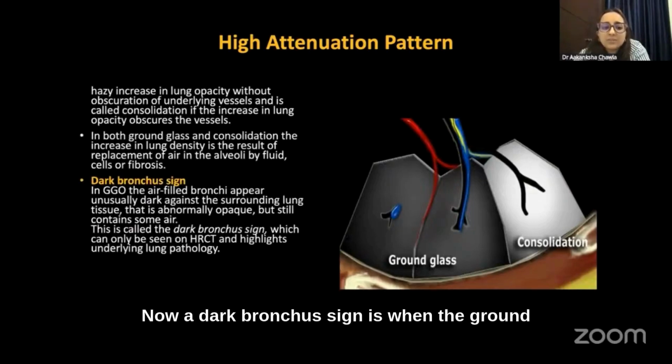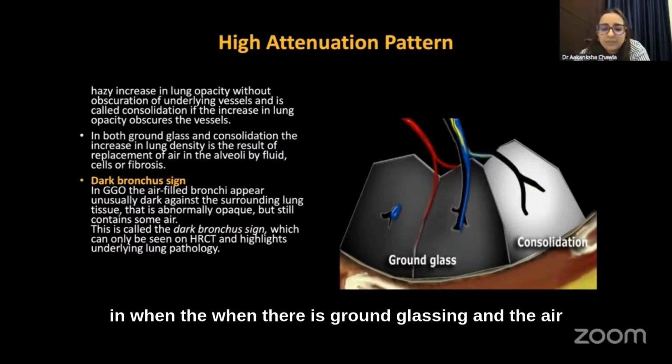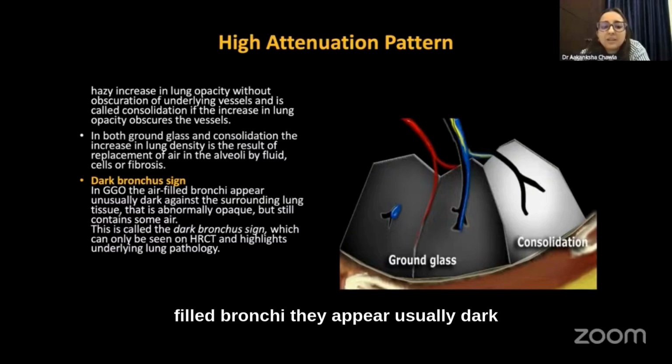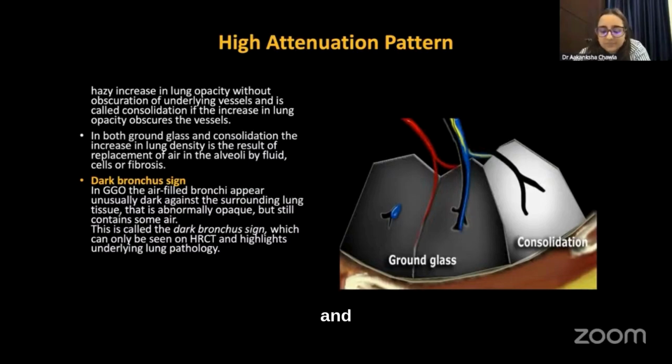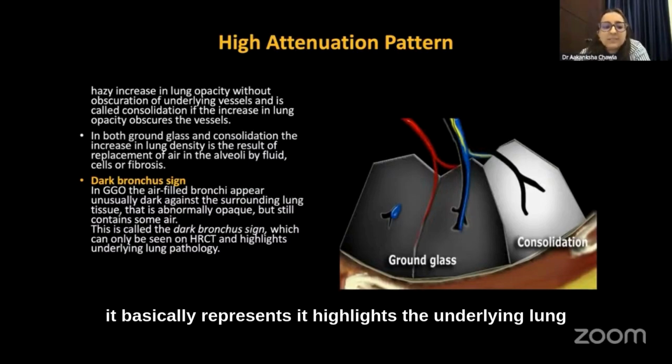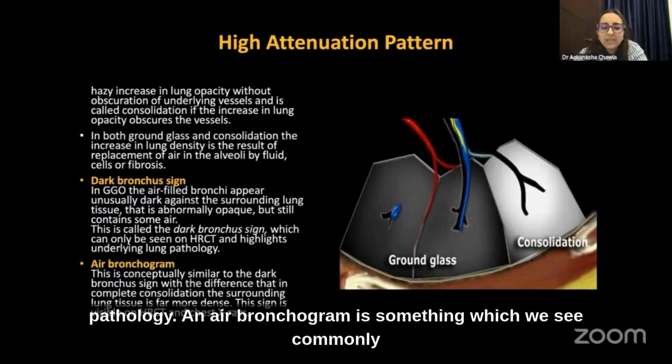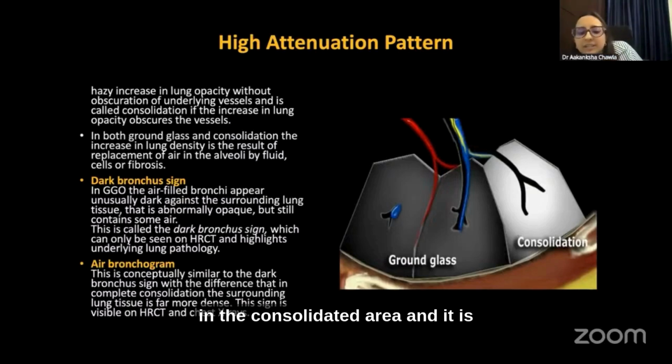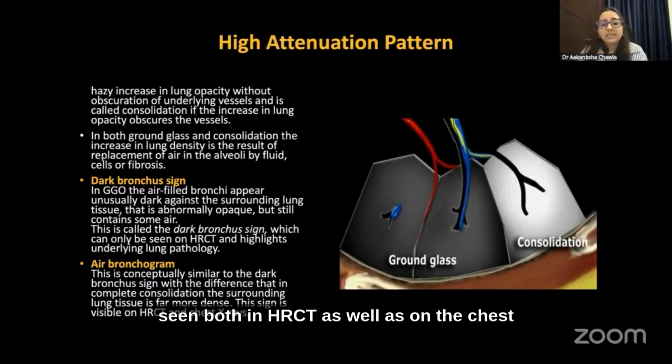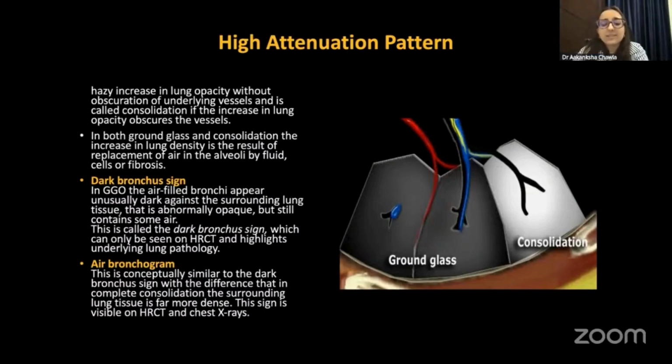Now, a dark bronchus sign is when there is ground glassing and the air-filled bronchi usually appear dark against the surrounding lung tissue, which is abnormally opaque. So this is called the dark bronchus sign, and it highlights the underlying lung pathology. An air bronchogram is something which we see commonly in the consolidated area, and it is seen both in HRCT as well as on chest X-rays.